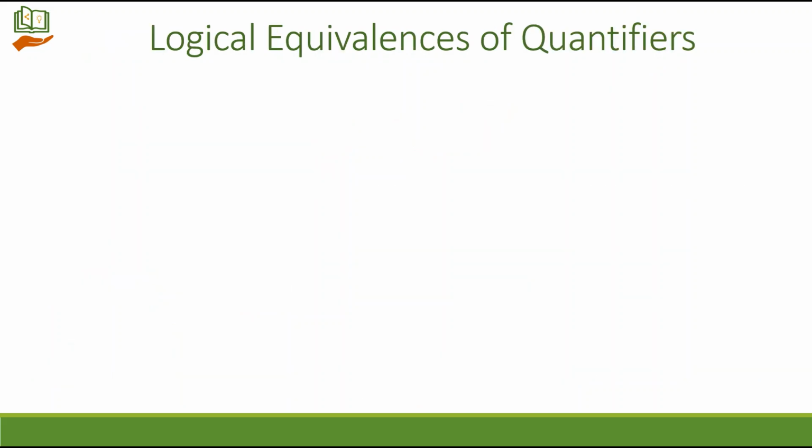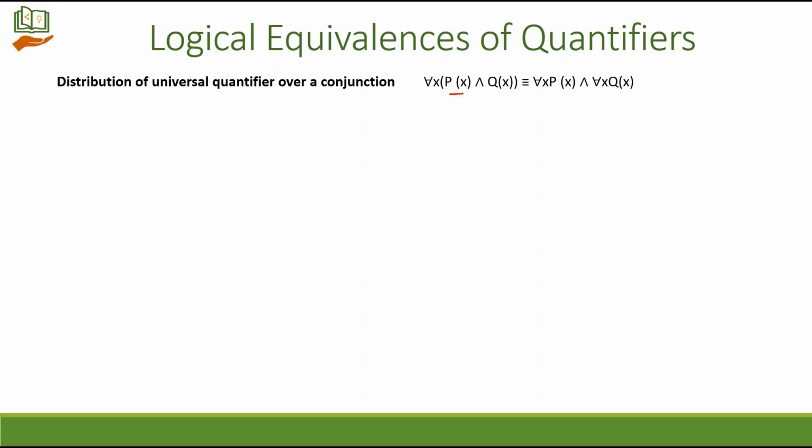Now we are getting into logical equivalences of quantifiers. Distribution of universal quantifier over a conjunction. We have a conjunction p of x and q of x. When we apply the universal quantifier of x, how should it be applied? It should be applied to this p of x and to this q of x. So that is why it is equivalent to for all x p of x and for all x q of x. We are distributing the universal quantifier over conjunction. Distribution means you are applying this universal quantifier to p as well as q.